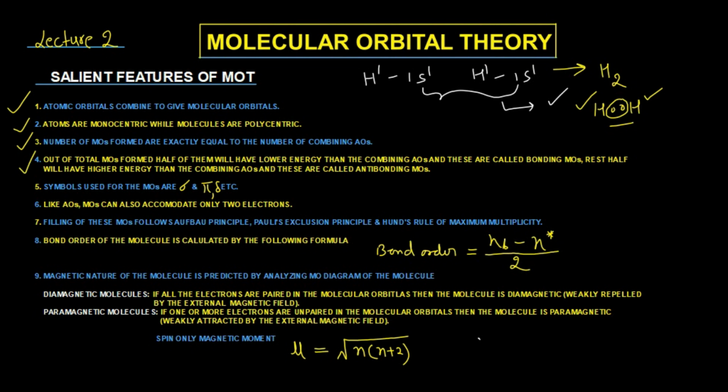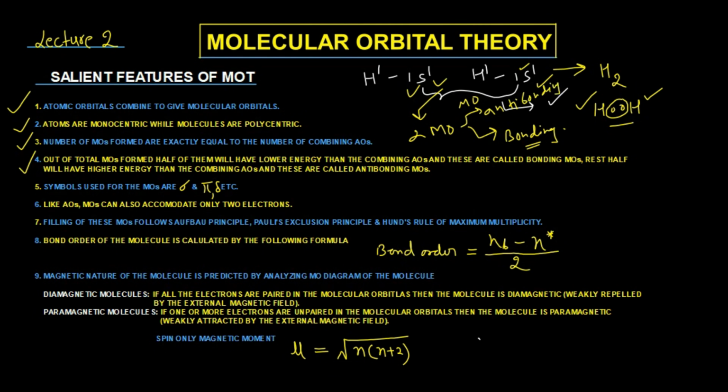Say these two atomic orbitals are combining. They will produce two molecular orbitals, two MOs. Out of these two MOs, one MO will have higher energy than these two atomic orbitals, and another one will have lower energy than these two atomic orbitals. So lower energy molecular orbitals are always known as the bonding molecular orbitals, as I have explained in the linear combinations of atomic orbitals, and higher energy orbitals are called anti-bonding molecular orbitals.